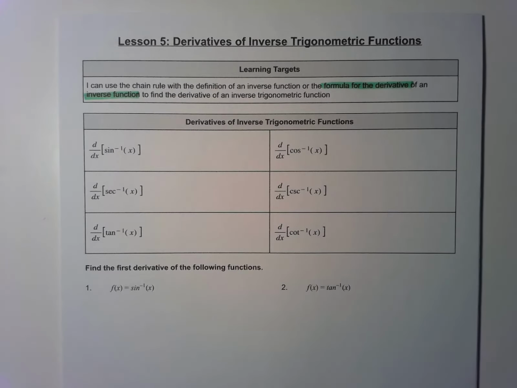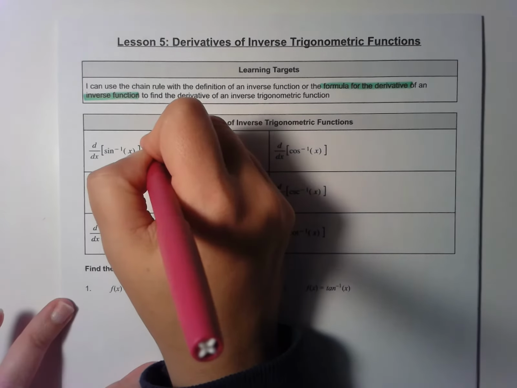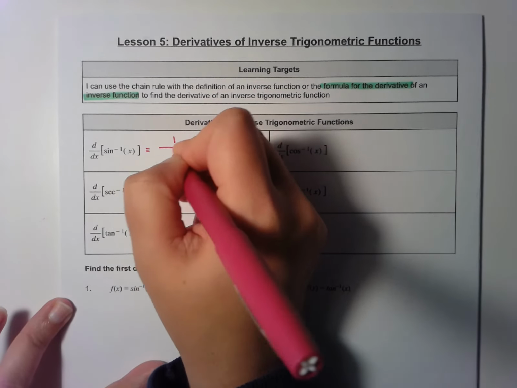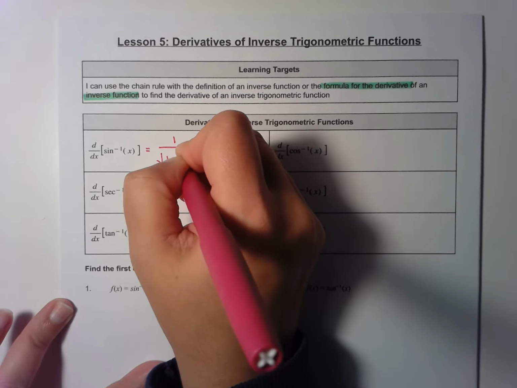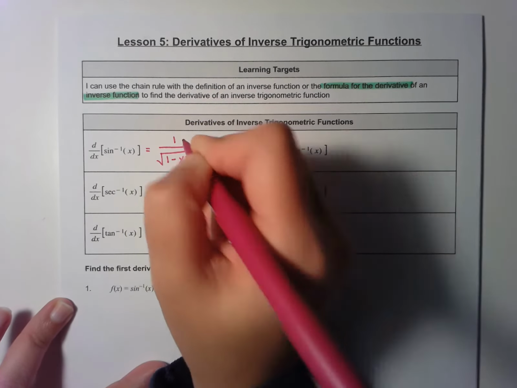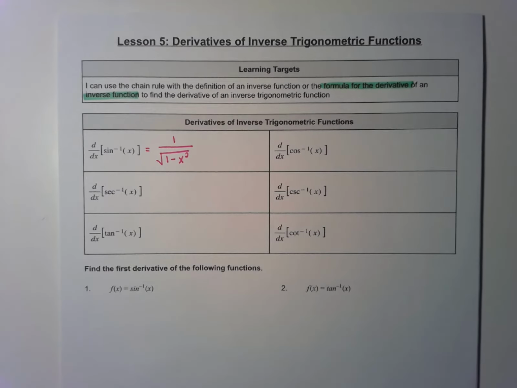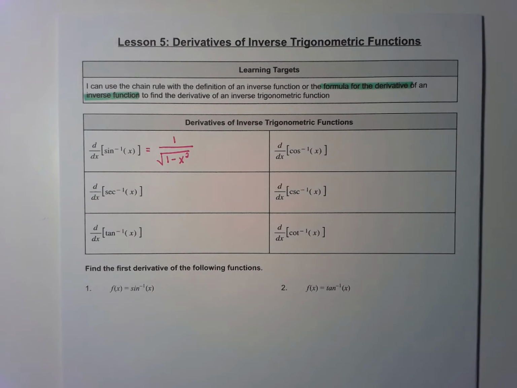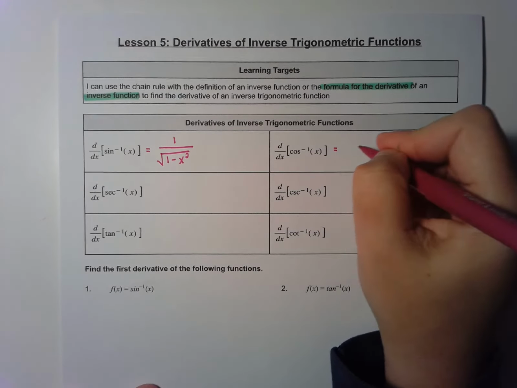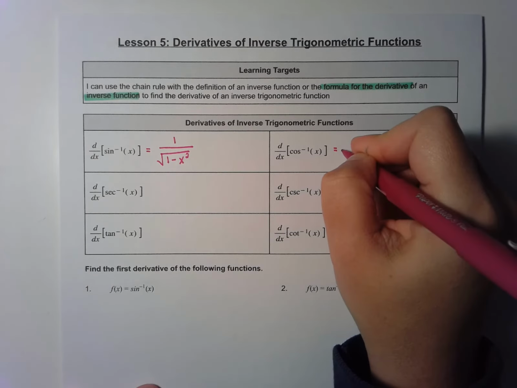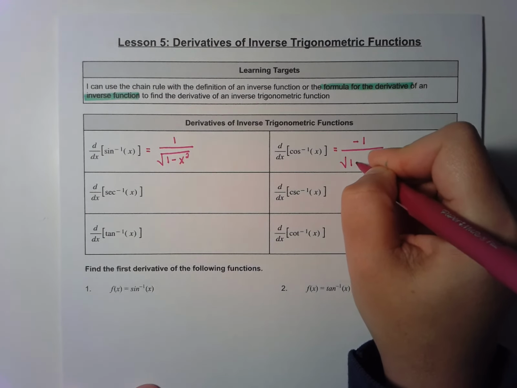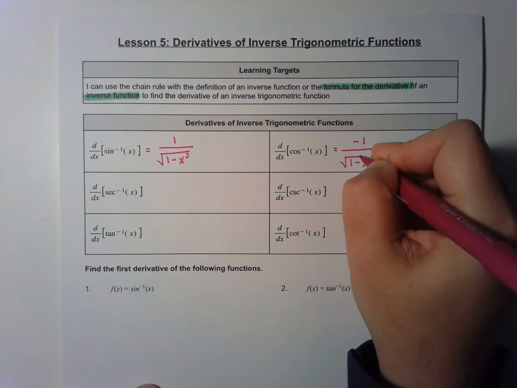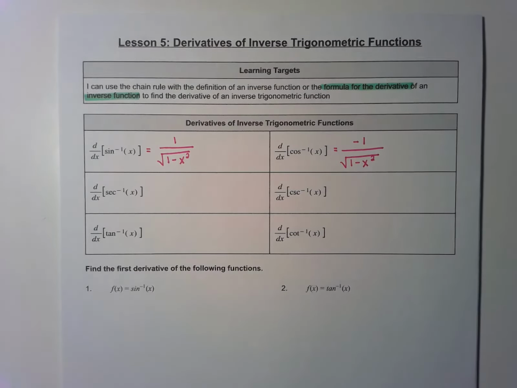So let's start with the derivative of inverse sine. The derivative of inverse sine would be 1 over the square root of 1 minus x squared. And the nice thing about inverse trig functions is that the follow-up here is the derivative of inverse cosine. The derivative of inverse cosine would just be negative 1 over the square root of 1 minus x squared. So I think about those two as almost like partners. They're the exact same thing, except the cosine is negative.